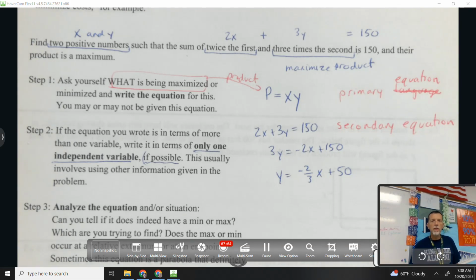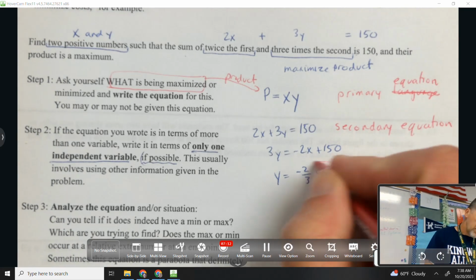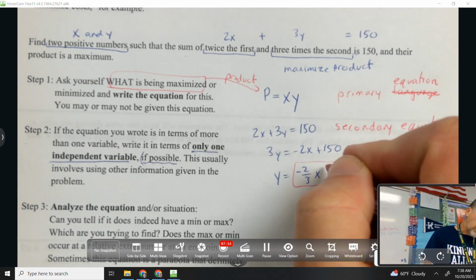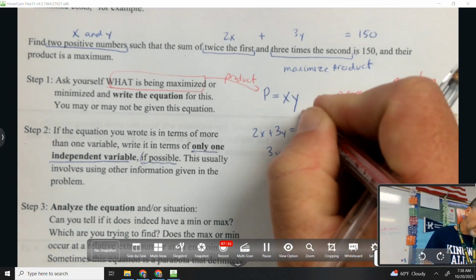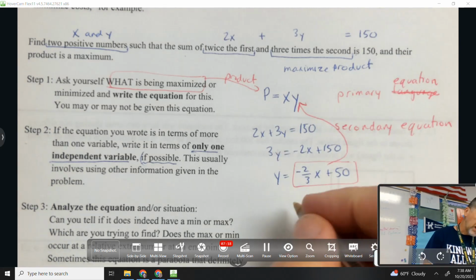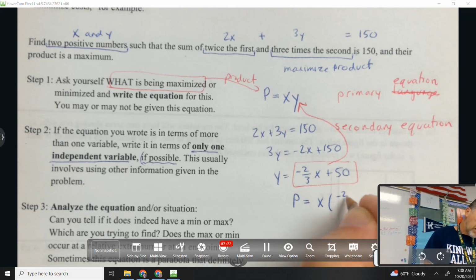Okay, but my goal is to fix my primary equation, meaning get my primary equation in terms of one variable. So I can take this expression for y and plug it in. And P equals x times negative 2/3 x plus 50.